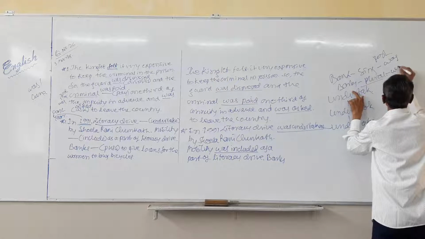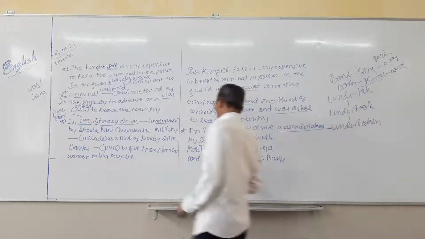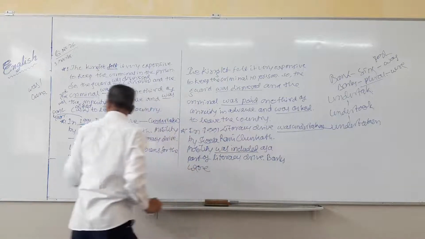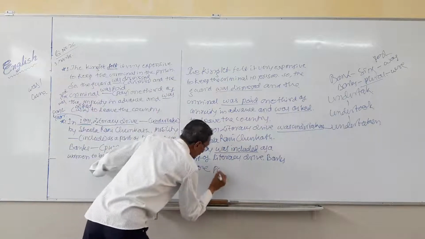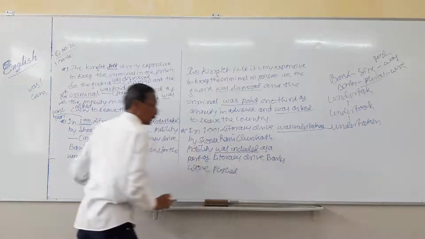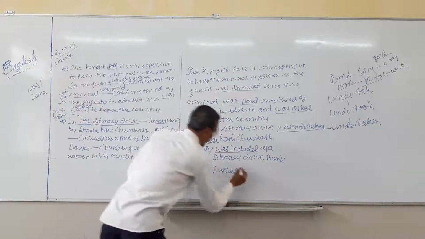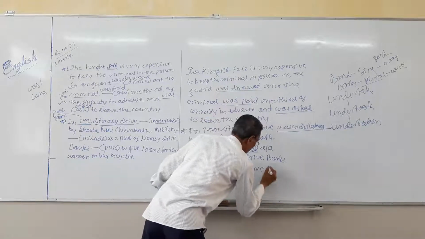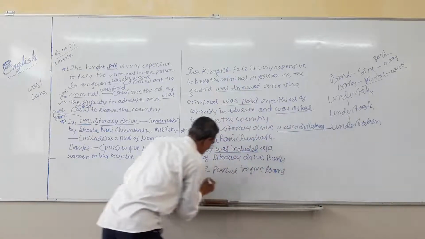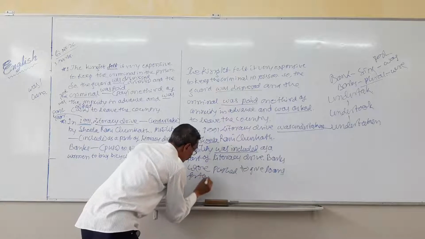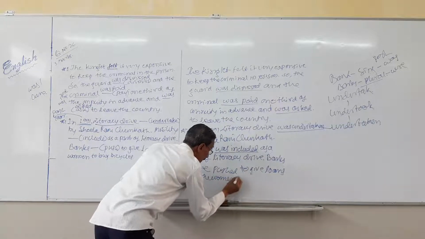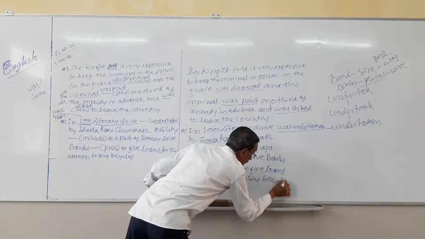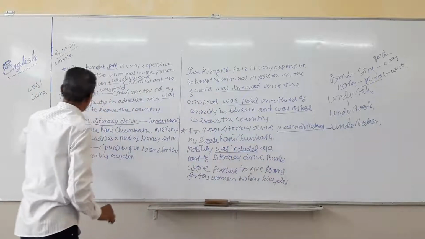We have to use were. Banks were pushed to give loans for the women to buy bicycles.